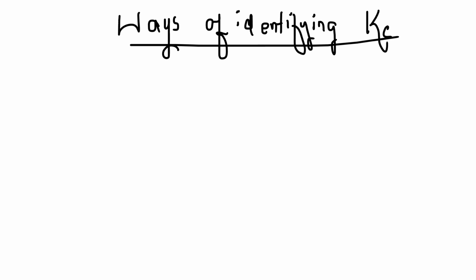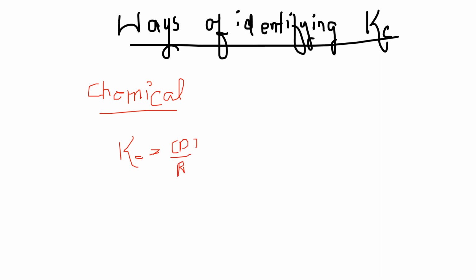So first of all, you can recognize this method by its name, the chemical method. Basically, in this method you apply its formula, that is products upon reactants, with the concentration of both. This is a simple formula in which you simply put in the values and identify the Kc.